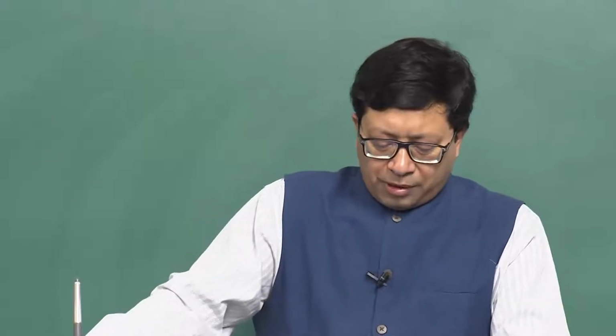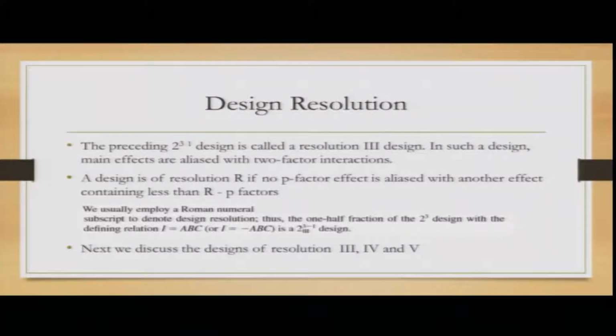We usually employ a Roman numeral subscript to denote the design resolution, whether it is the 3rd design, 4th design, 5th design, whatever it is. Thus, the one half fraction of the 2 to the power 3 design would be written as 2 to the power 3 minus 1 in the superscript, and the subscript would be Roman III, considering the resolution III design which we have for our example. Next, we consider designs of resolution IV, V and VI, and we can do it accordingly.